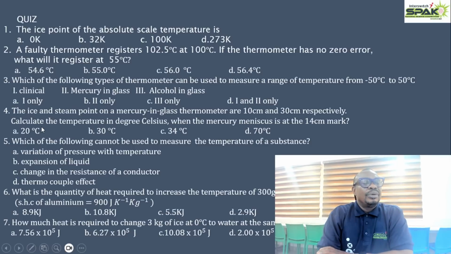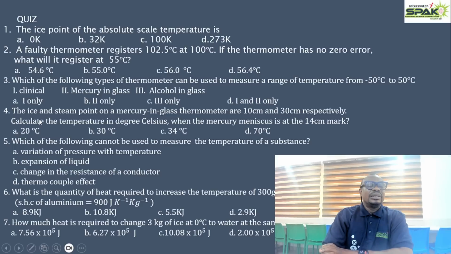Okay, number 4. The ice and the steam points on a mercury in glass thermometer are 10 centimeter and 30 centimeter, the ice and steam point respectively. So this is the ice point and this is the steam point. By method of interpolation, which we are going to see later, calculate the temperature in degrees Celsius when the mercury meniscus is at 14 centimeter mark. Okay, guys, quickly use the method of interpolation and tackle this question.